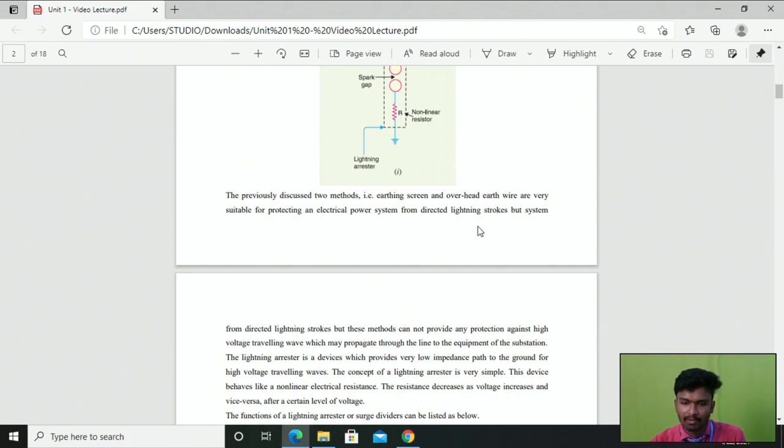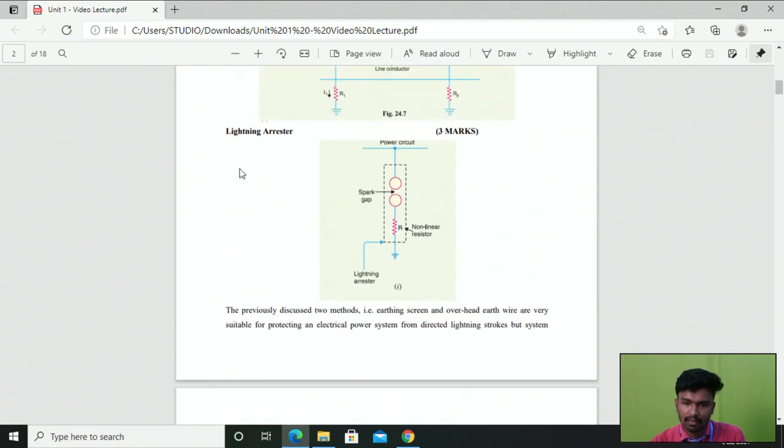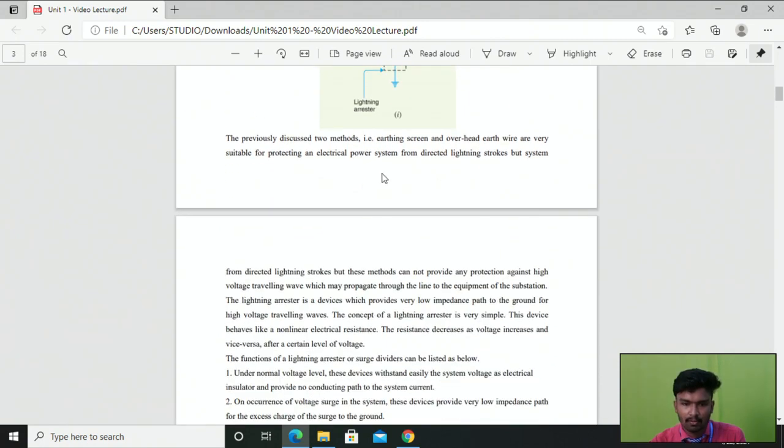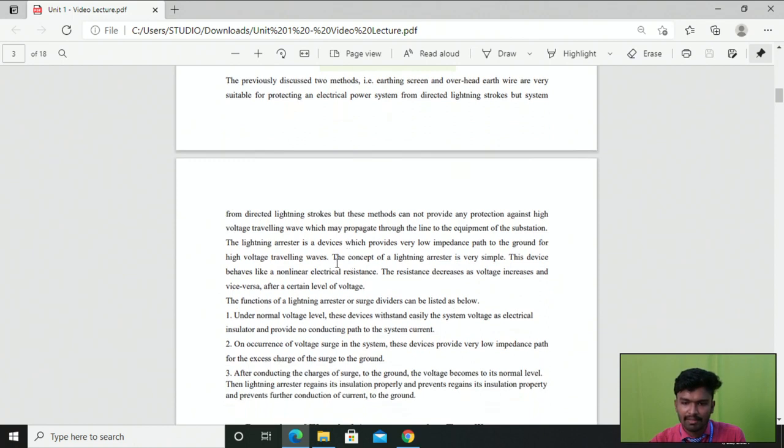But the limitation of the above two methods is that they do not provide protection against the overvoltage created by indirect lightning strokes. That is why we go with the lightning arrestor. These methods cannot provide any protection against high voltage traveling waves, which may propagate through the line to the equipment of the substations.